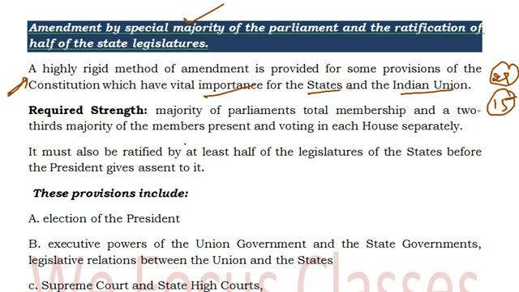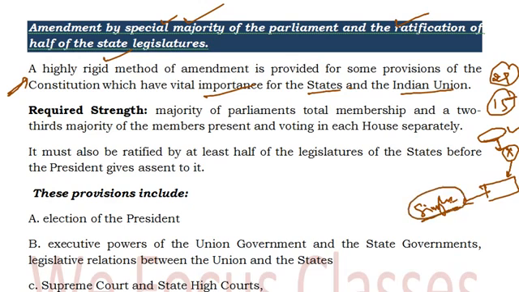If you want to amend anything in the Schedule 7, it will directly affect the states also. So then you need to go for special majority and as well as ratification by half of the state legislatures. This has to be done for anything which affects the interest of the state. So here the required strength is a special majority as I explained, and once the special majority is achieved, the bill will be passed in the parliament. Once the bill is passed in the parliament, it will go to the state legislature, means state assembly. Here you require only simple majority.